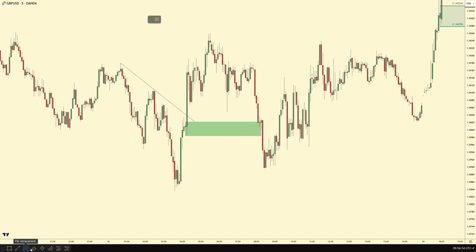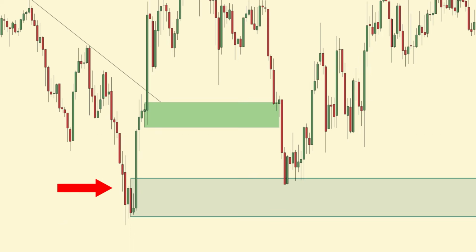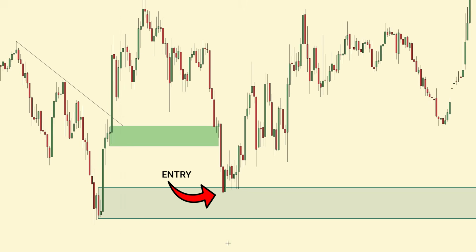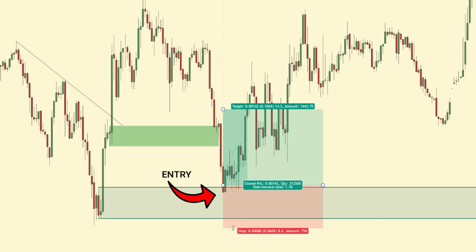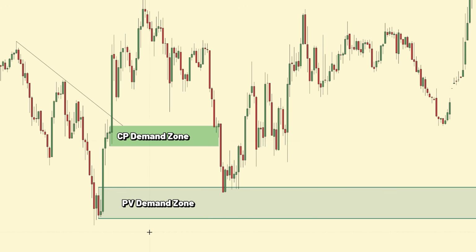And what do we have just below it? Well, we had our PV zone, a drop, base, rally zone, and look at the trade from that zone. I mean, if you targeted the high here, easily a 4-to-1 take profit here. Let's just say 3-to-1 to play it safe. So what a trade from that PV zone. And this is just a great example of when we have two zones.